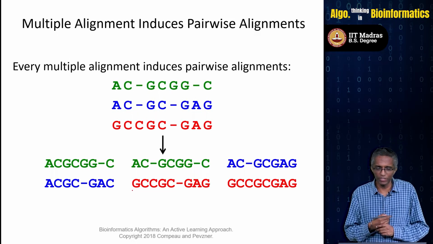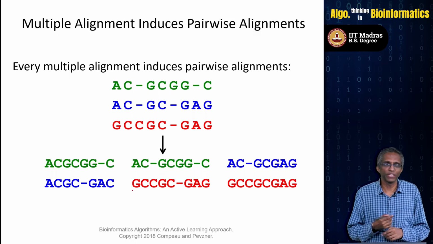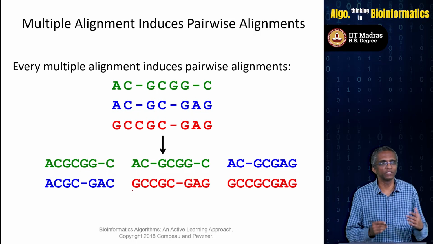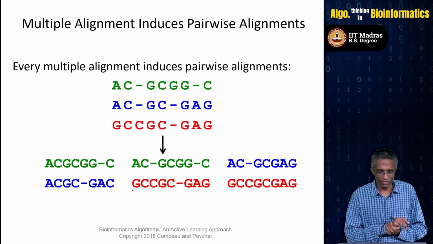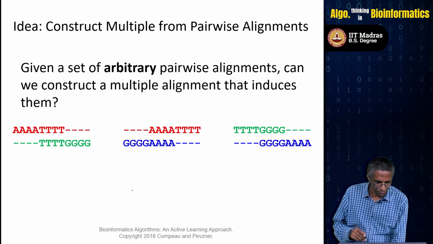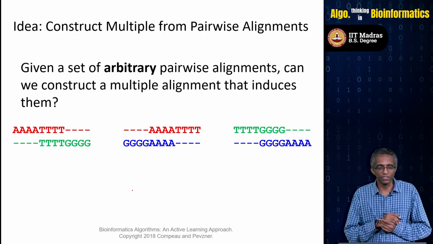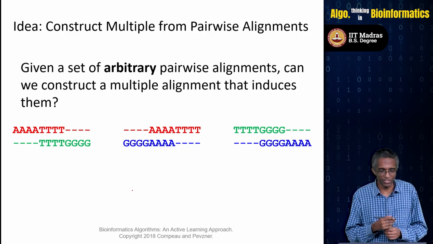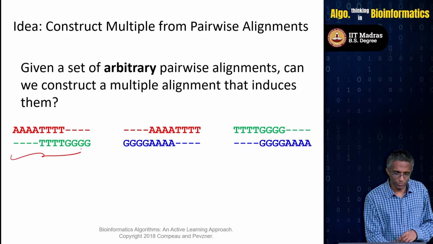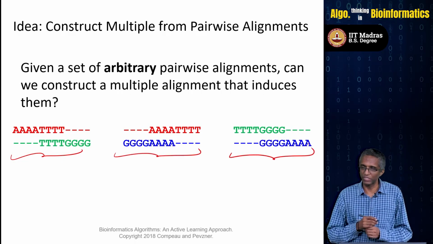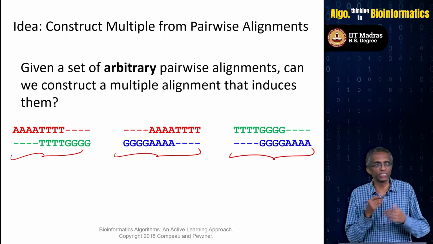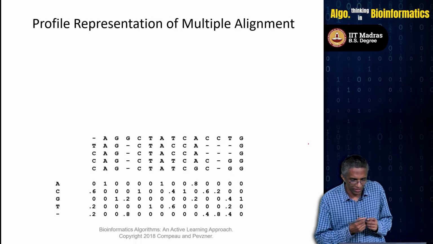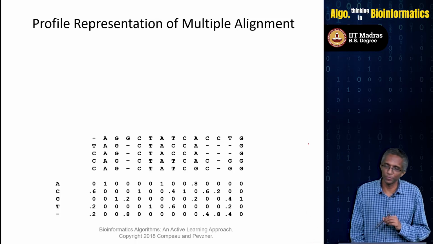One idea is that every multiple alignment induces pairwise alignments. So can we do pairwise alignment? We do 2 sequences at a time, and then somehow use that to piece together a larger multiple alignment, right? So the question then is, given a set of arbitrary pairwise alignments, can we construct a multiple alignment that induces them? Each of these pairwise alignments may not exactly be consistent with each other, but how do you merge different pairwise alignments to get a single consistent multiple alignment? That can be answered using something called a profile representation of multiple alignment.